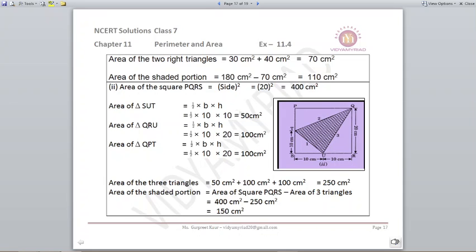Area of triangle QRU, there it is half into 10 into 20, that is 100 centimeters square, and area of triangle PQT, that is half into base into height, that is half into 10 into 20, that is 100 centimeters square. So add all the triangles together and then subtract from the total. It comes out to be 50 plus 100 plus 100 gives you 250 centimeters square, that is the area of the three triangles, and area of the square is 400 centimeters square. So 400 minus 250, the area of the shaded portion will come to 150 centimeters square.